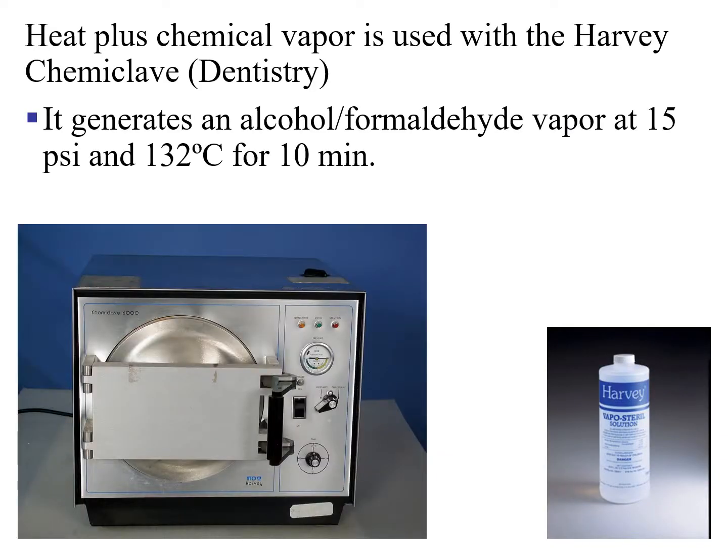So we talked about heat extensively, and heat can be separated into dry heat and moist heat. Dry heat, no water involved. Moist heat, water is involved. Well, here's a variation of moist. So now we have heat plus a chemical vapor, and this can be used in things such as the Harvey chemiclave. This apparatus is seen at a dental office. It generates an alcohol and formaldehyde vapor at 15 psi and 132 degrees Celsius for 10 minutes, and it sterilizes everything.